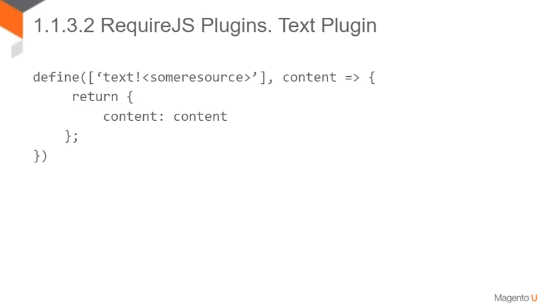The plugin should be marked with an exclamation point symbol at the end of its name. Everything after exclamation point is treated as a plugin argument. The slide shows a text plugin which allows you to load a file from the server as plain text.